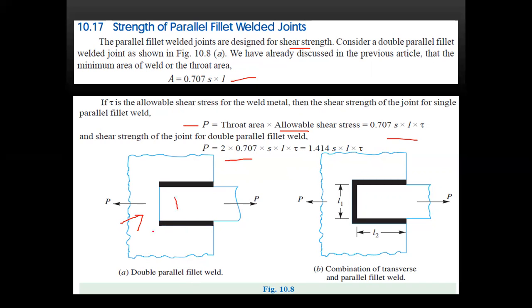This is plate 1, this is plate 2, this is also 2 welded pieces. And if you see that in that casing only, if you see any square or this parallel type of weld, okay. So here you have only at the two sides. In this figure you are having the other side here also. That is the combination of transverse plus parallel fillet weld.